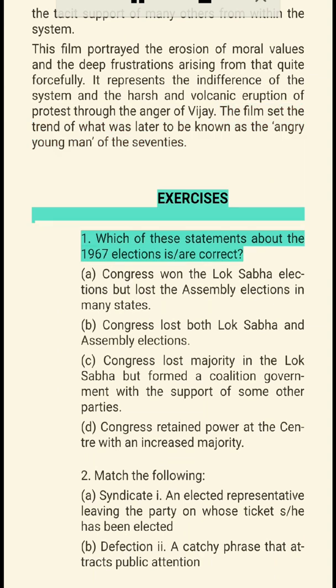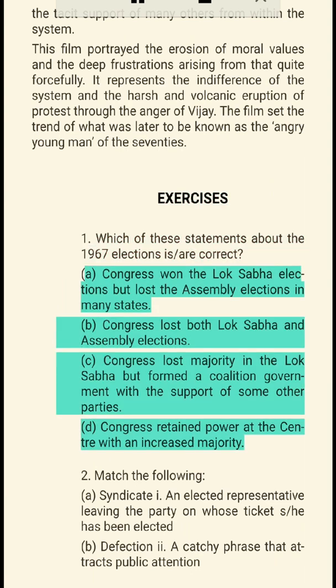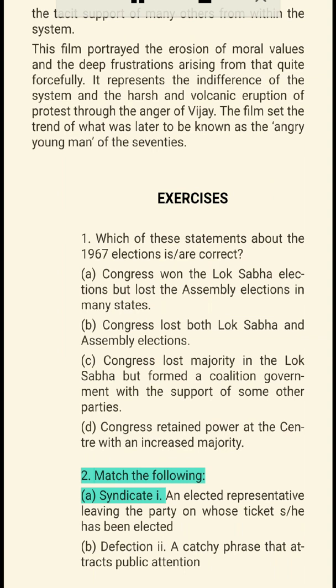Exercises. 1. Which of these statements about the 1967 elections are correct? A. Congress won the Lok Sabha elections but lost the Assembly elections in many states. B. Congress lost both Lok Sabha and Assembly elections. C. Congress lost majority in the Lok Sabha but formed a coalition government with the support of some other parties. D. Congress retained power at the center with an increased majority.